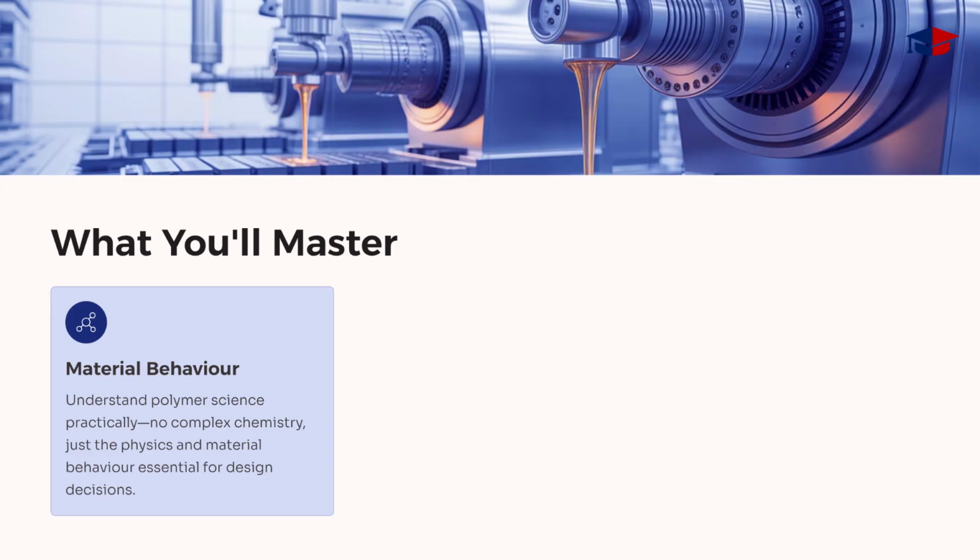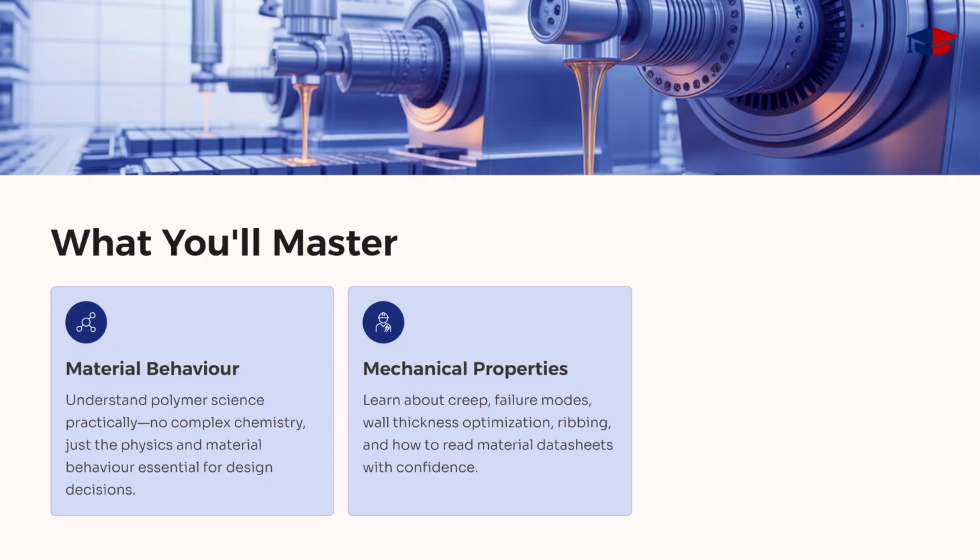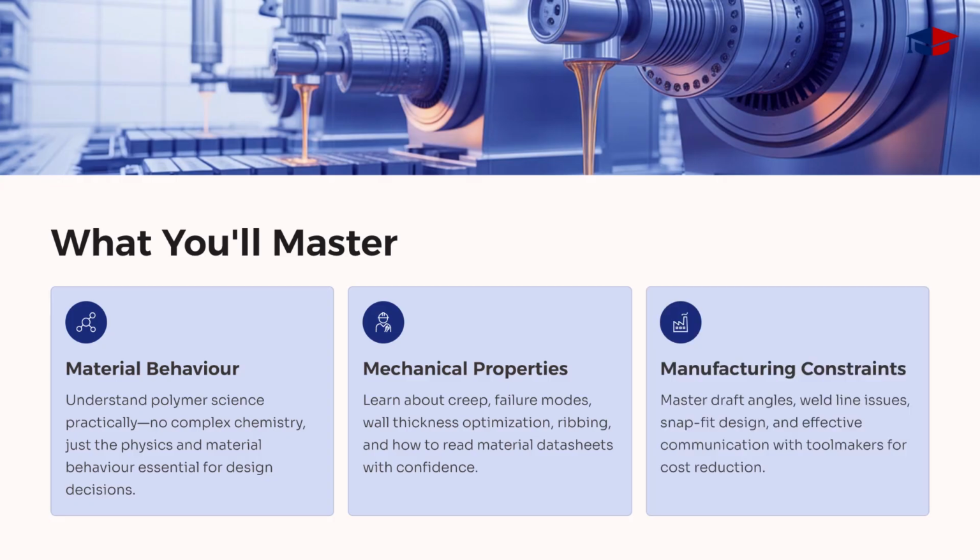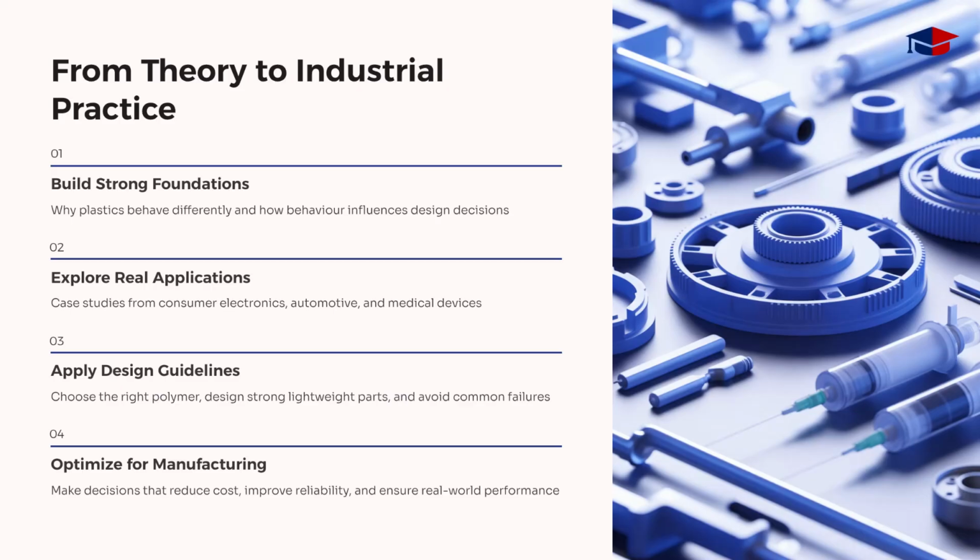We'll walk through mechanical properties, failure modes, material selection, manufacturing constraints, and design guidelines for real-world plastic parts. You'll understand concepts like creep, snap fit design, wall thickness optimization, ribbing, draft angles, weld line issues, and how to read material data sheets without feeling overwhelmed. Everything is explained with examples and case studies, from consumer electronics to automotive to medical devices, so you can immediately connect theory with industrial practice.